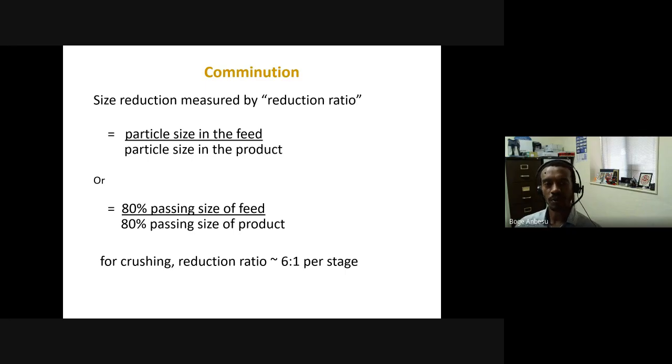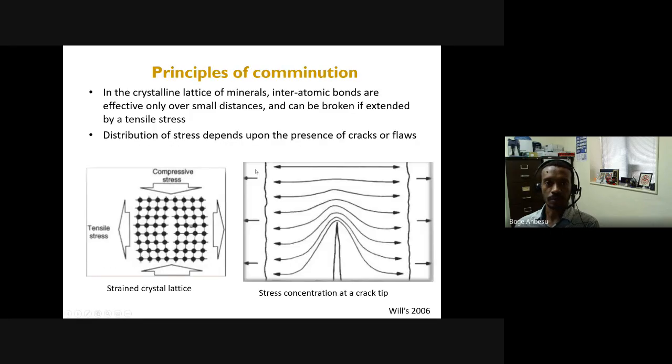So in crushing, we don't expect to produce lots of particles. In grinding, we expect to produce lots of small particles. So the reduction ratio is a lot higher in grinding. It could be, for example, 40:1 between the feed and the product. But in crushing, usually we split particles into only a few smaller pieces. So that's how we can assess or measure the performance of a crusher, for example.